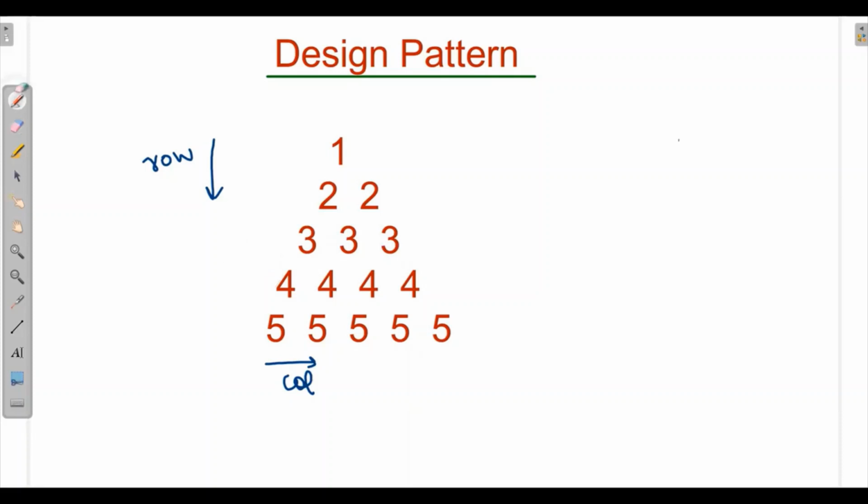That means here I can see there is no space, then one space, then two space, then three space, and then four space over here. So we need to keep this also in mind. So there are 3 points which we need to keep in mind. First is row, second is column, and third one is space. So let's see how to apply loop over here.